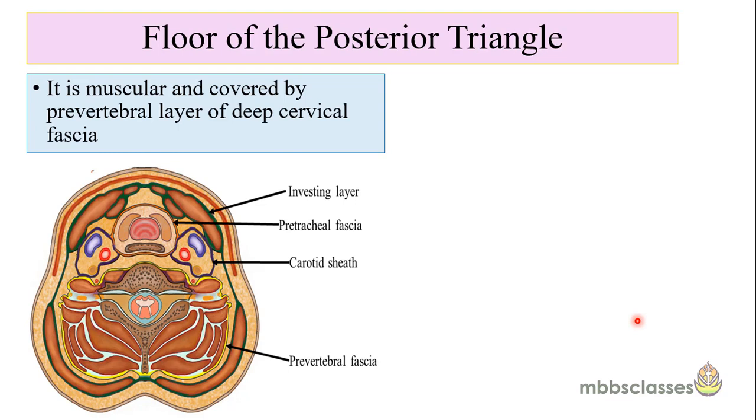So the floor of the posterior triangle is mainly muscular and it is covered by the prevertebral layer of the deep cervical fascia. As you can see in this diagram, the axial section of the neck, this is the floor of the posterior triangle. It is formed mainly by the prevertebral muscles. These muscles are the scalene muscles, levator scapulae muscle, and the splenius capitis, and it is covered by this yellow colored fascia, that is the prevertebral fascia.